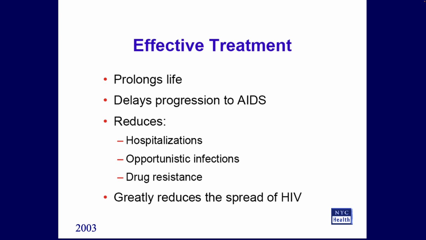This is a slide that the New York City Health Commissioner in 2003, Tom Frieden, put together that summarizes the ways that HIV treatment improved health outcomes. He said that effective HIV treatment prolongs life. In fact, people who start treatment early and maintain it will have normal life expectancy. It delays progression to AIDS, which has implications for AIDS surveillance. It reduces the risk of hospitalizations, opportunistic infections, and drug resistance.